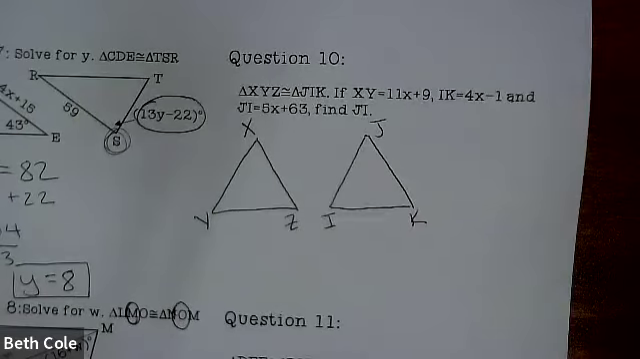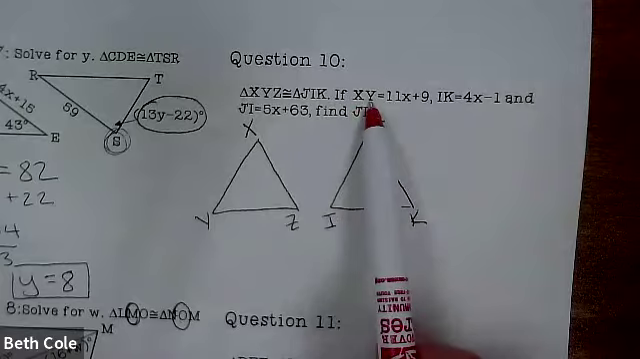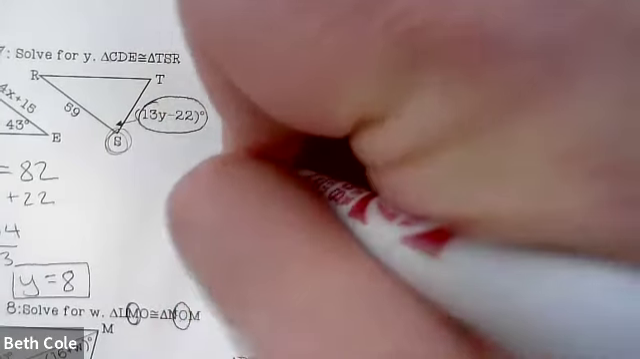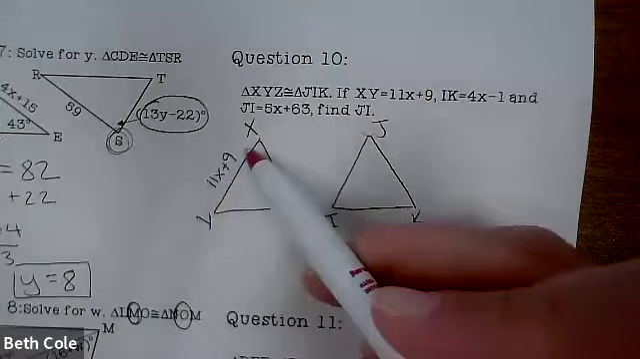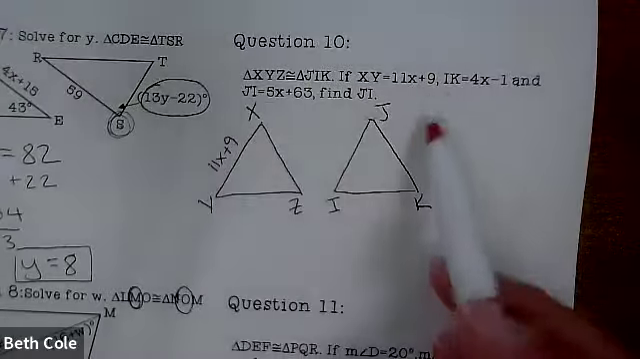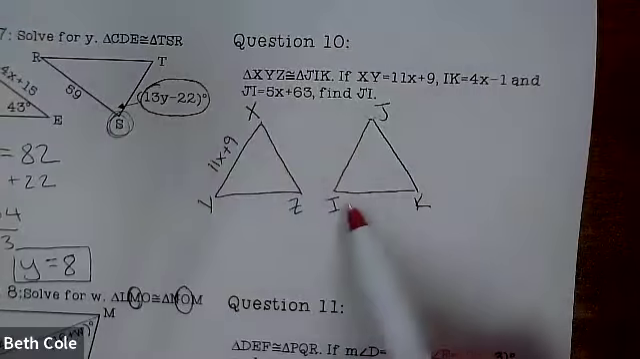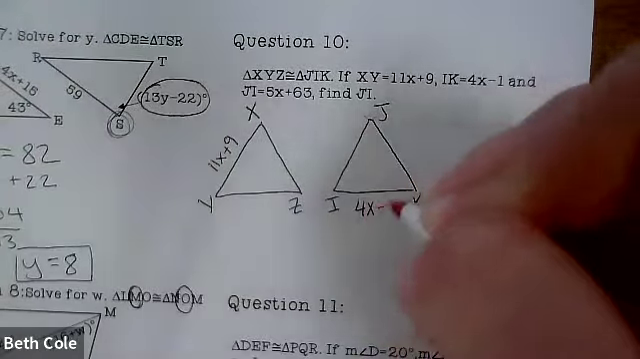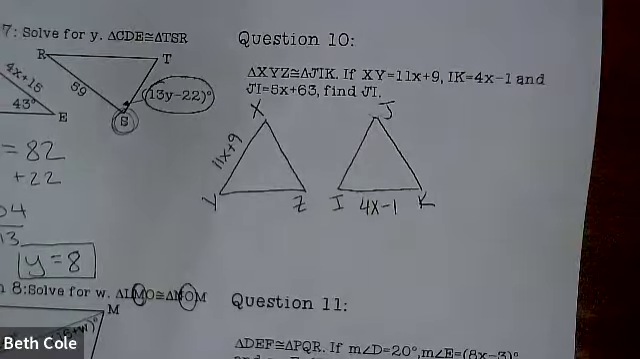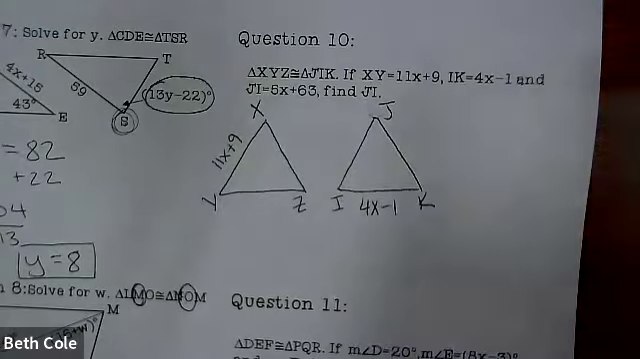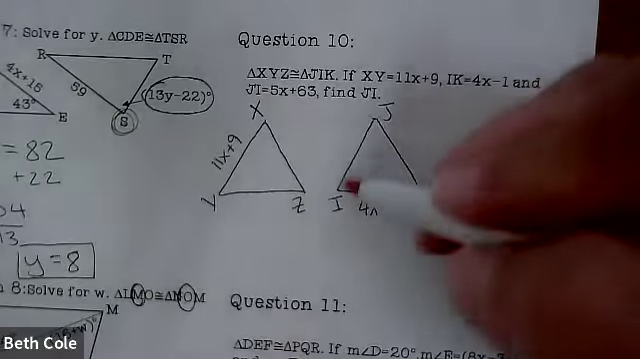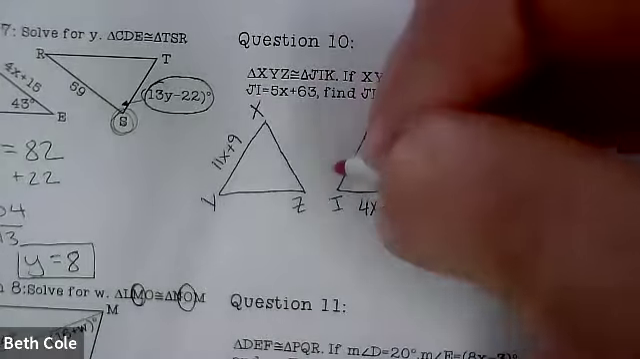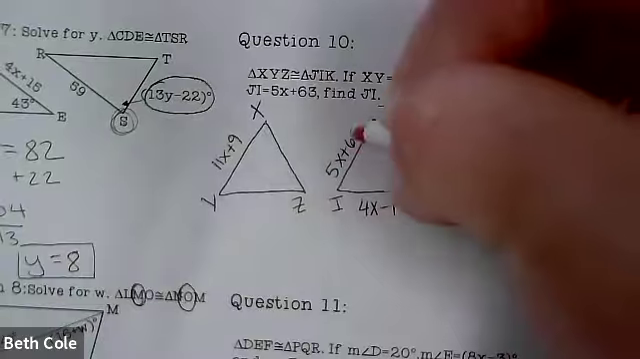And then we're going to fill in the stuff they gave us. Now, this time they gave us sides. They have 2 letters. XY is 11x plus 9. So that's going to go right here for side XY. You want to put the sides outside of the triangle. IK, so that's going to be in this triangle, is 4x minus 1. And JI, so that's this one, is 5x plus 63.